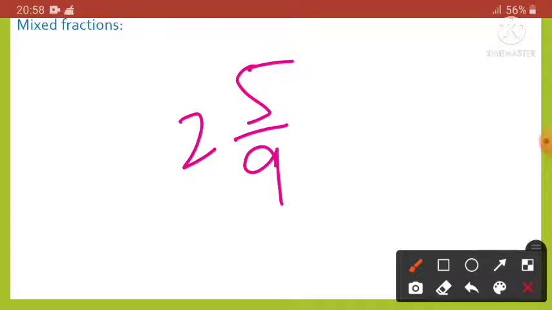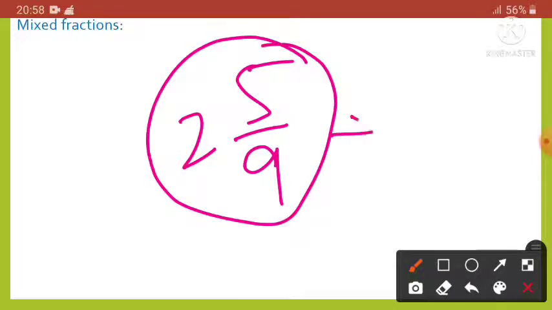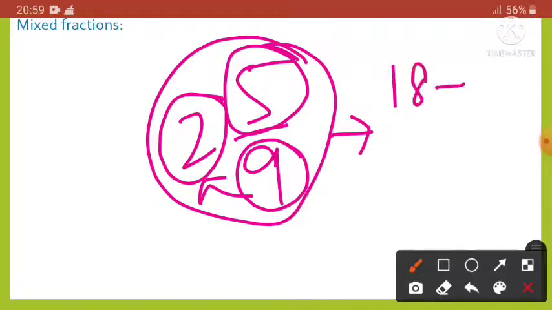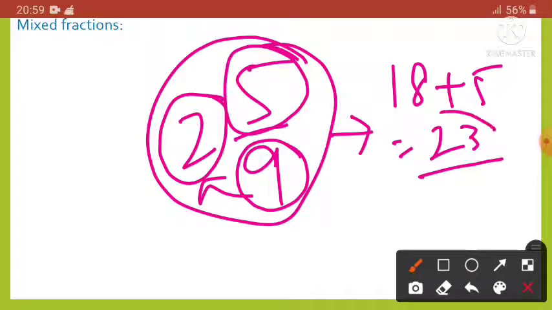If you want to convert this mixed fraction into a fraction, at first we have to multiply the denominator with the whole number. Here it is 9 into 2, that is 18. Then we have to add the numerator, so 18 plus 5 is 23. So in the numerator we write 23, and for the denominator we write whatever it has in the mixed fraction, so it is 9.